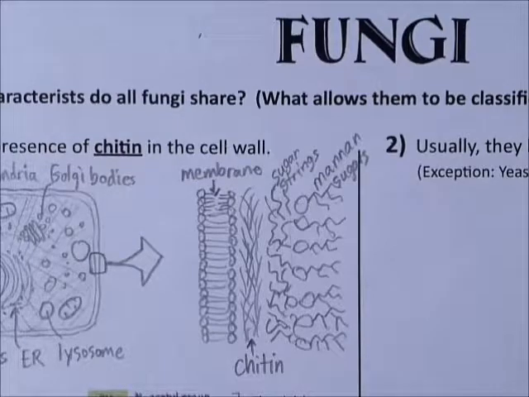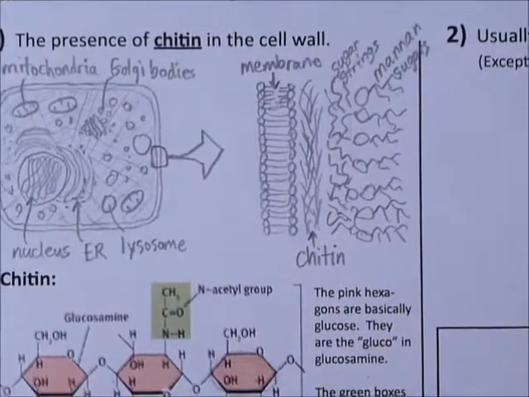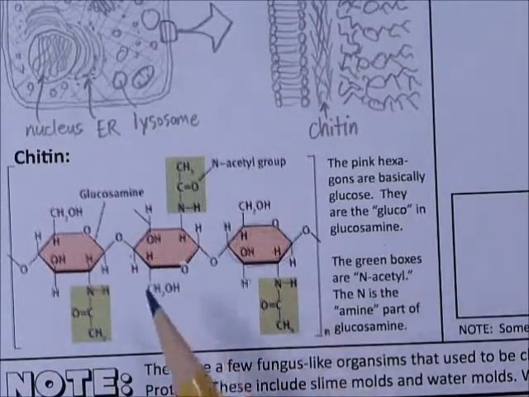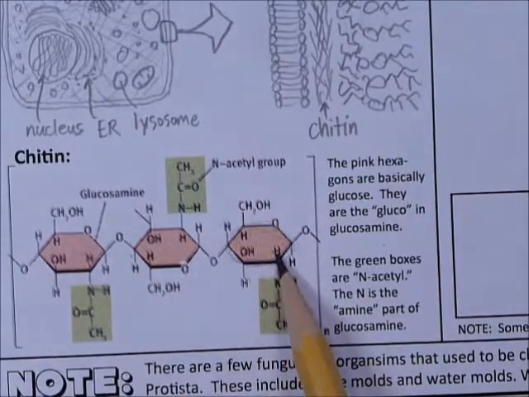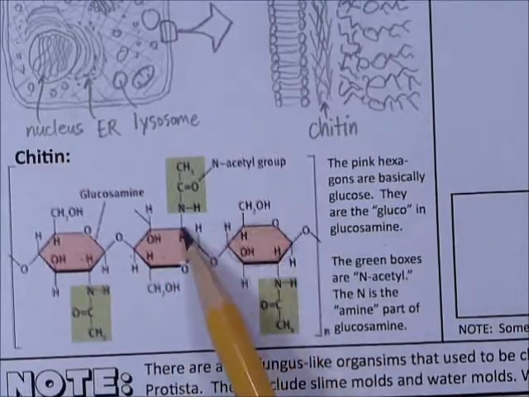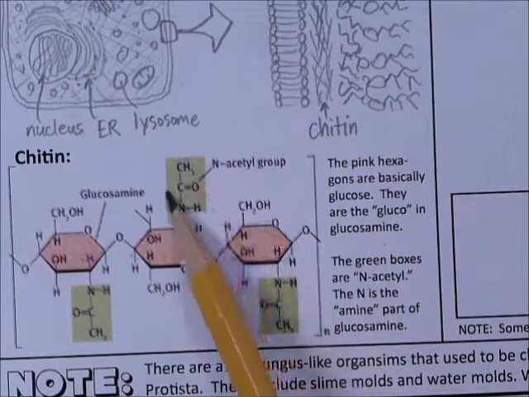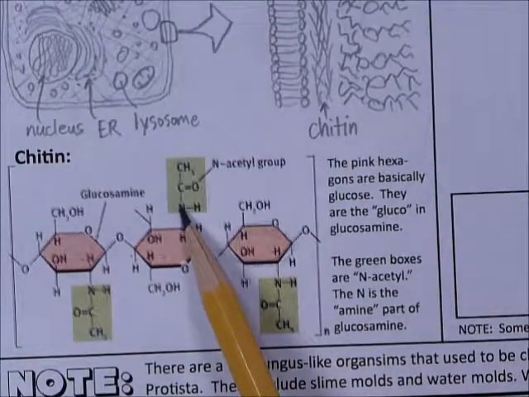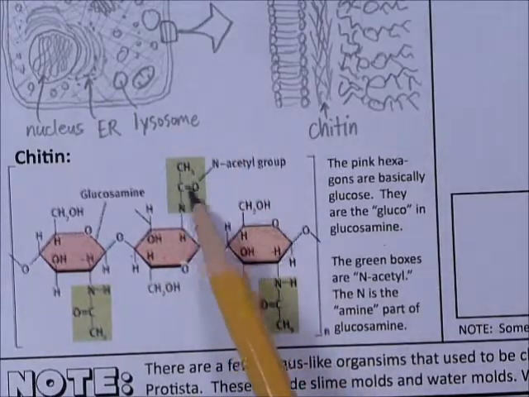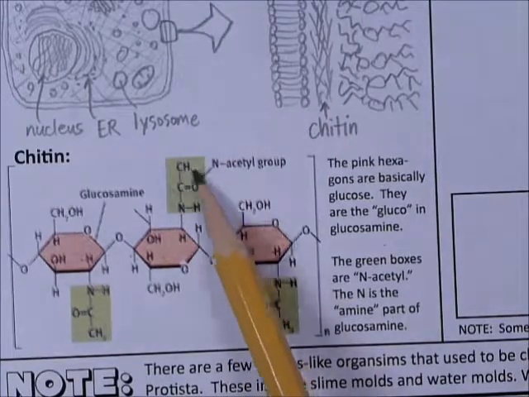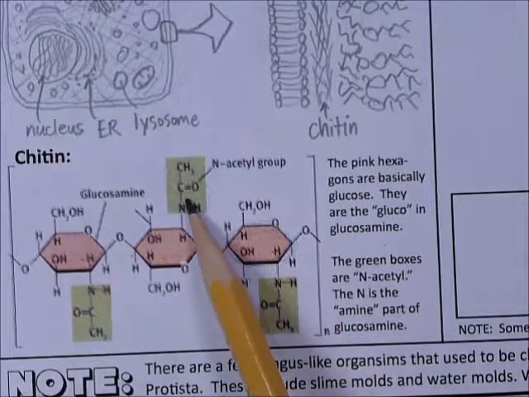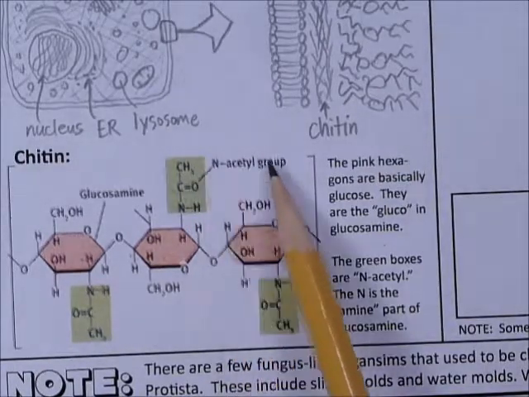So now let's go back to the chitin, and let's look at what chitin is. Chitin is a string of glucose molecules. These pink hexagon things, these are glucose, strung together, and each glucose has this little thing hanging off of it, which is a nitrogen atom and a carbon and an oxygen right here. It's called the carboxyl group, and then a methyl group, CH3, hanging off of it. So this thing in the box is called N-acetyl group.